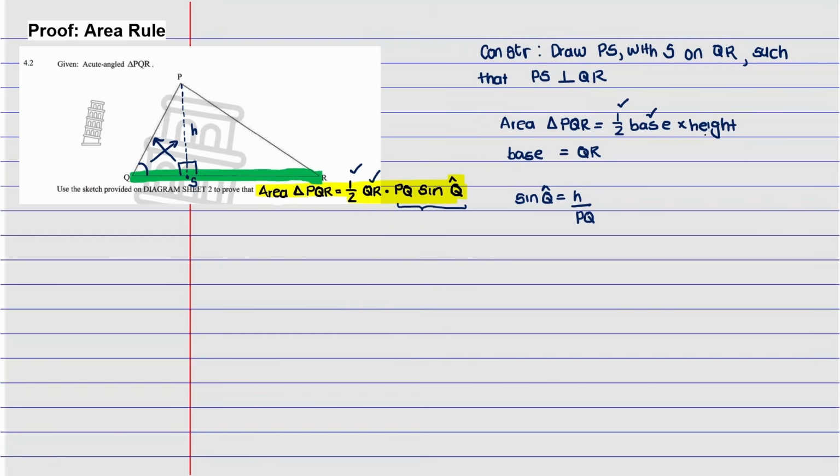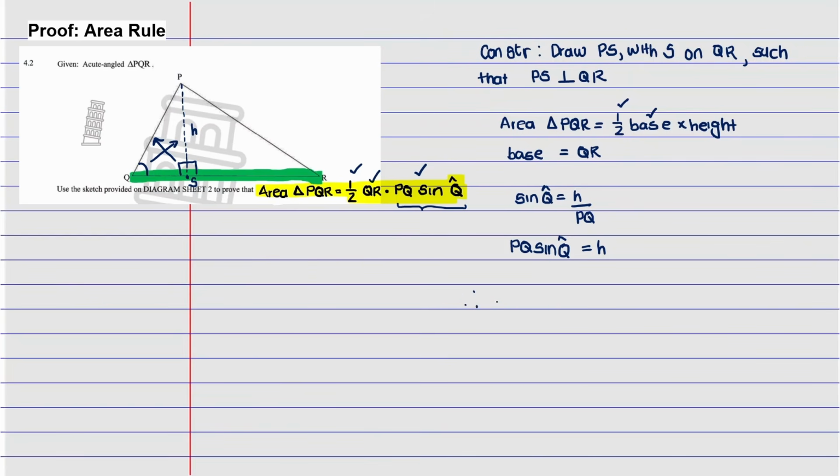Remember the fact that we want to get rid of this h. So we're going to make it the subject. It's going to be PQ sine Q is equal to h. Do you see the fact that h is equal to exactly this? PQ sine Q. So we know the fact that h is equal to that.